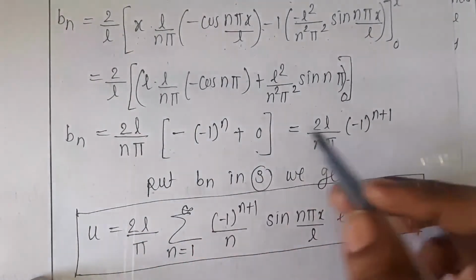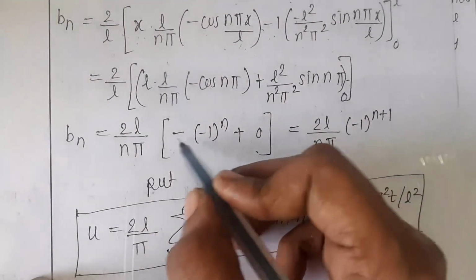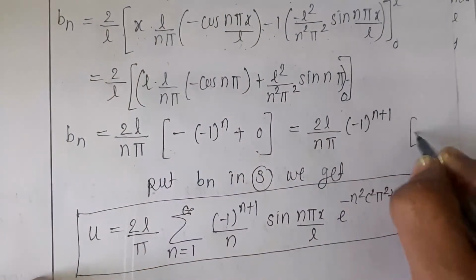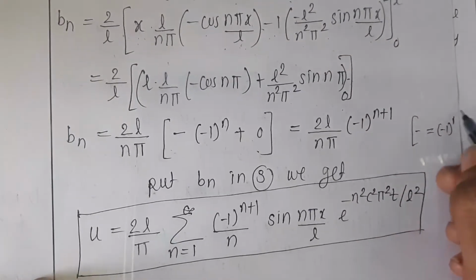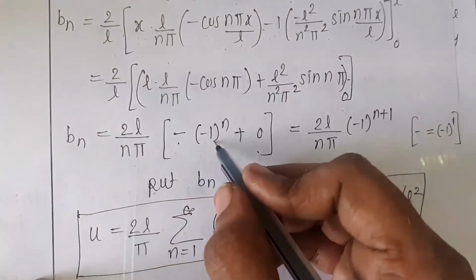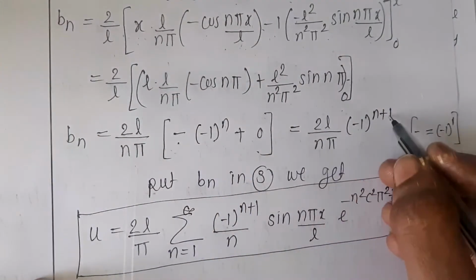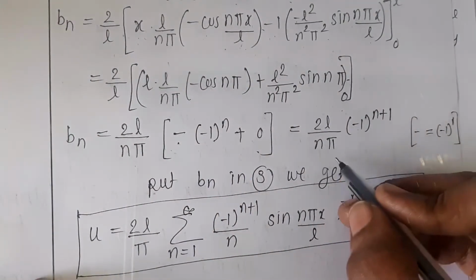So minus with this power n, it becomes minus, can be written as minus 1 to the power 1. So the minus 1 to the power 1 into minus 1 to the power n is minus 1 to the power n plus 1, 2L by n pi.